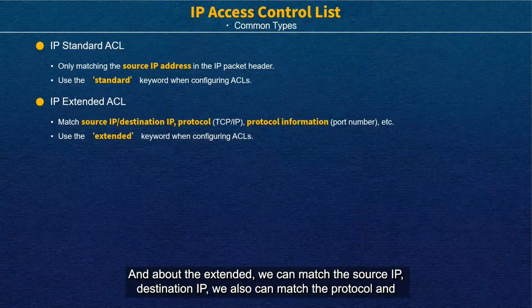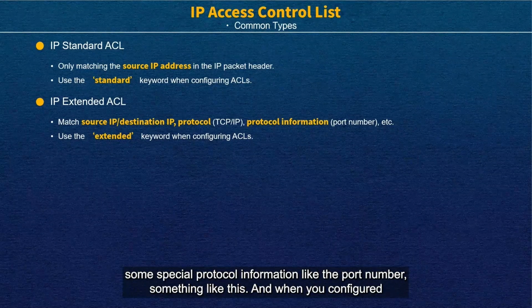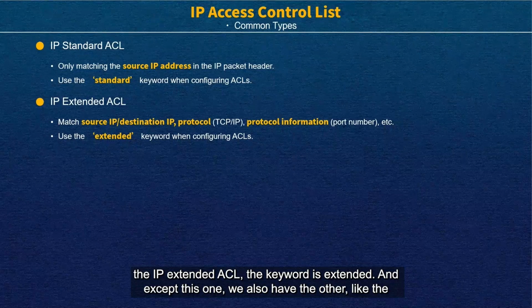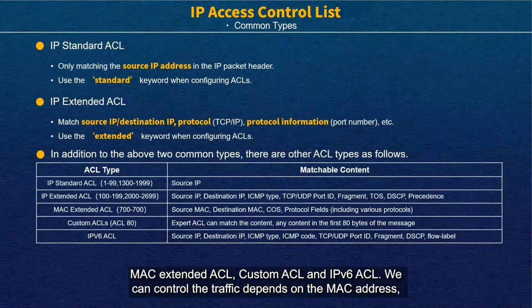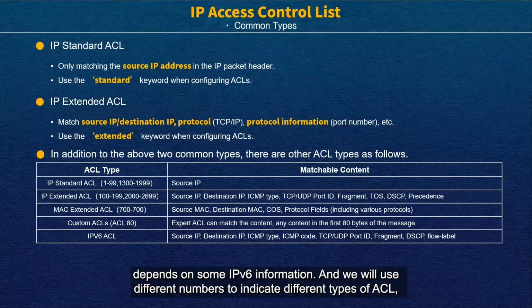About the extended ACL, we can match the source IP and destination IP. We also can match the protocol and some special protocol information like the port number. When you configure the IP extended ACL, the keyword is extended. Except this one, we also have others, like the MAC extended ACL, custom ACL, and IPv6 ACL. We can control the traffic depending on the MAC address or some IPv6 information. And we use different numbers to indicate different types of ACL.